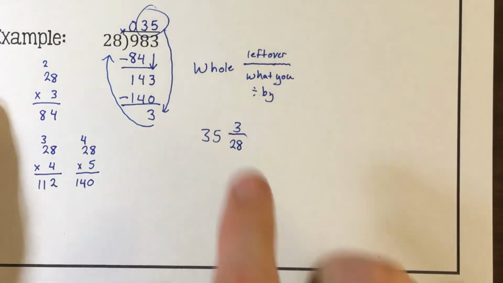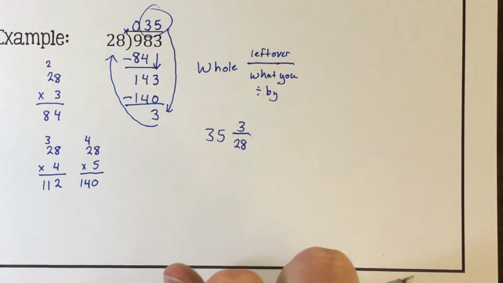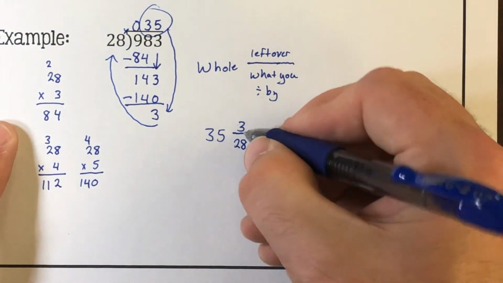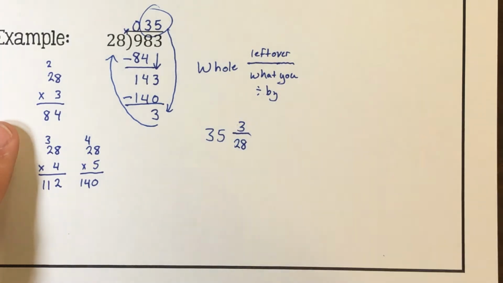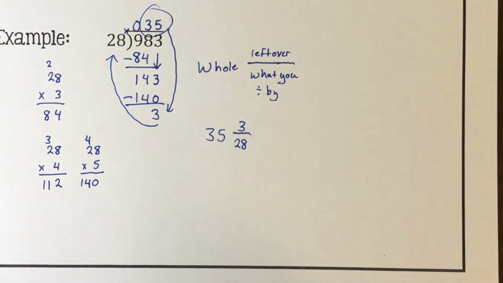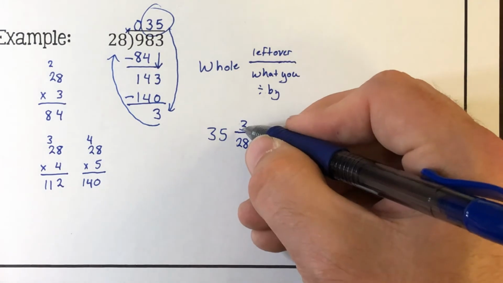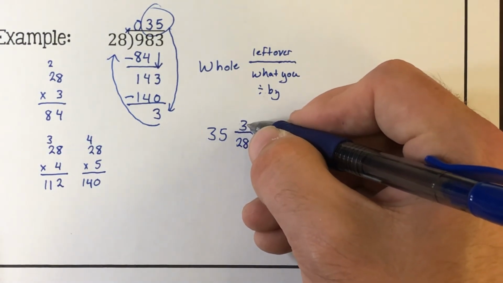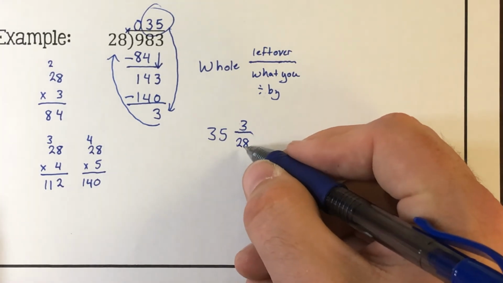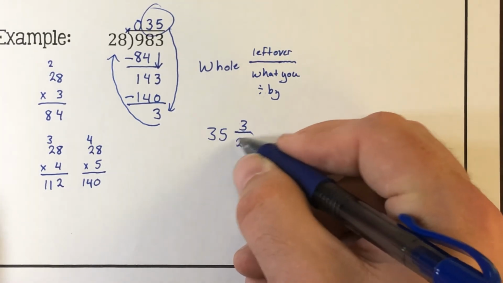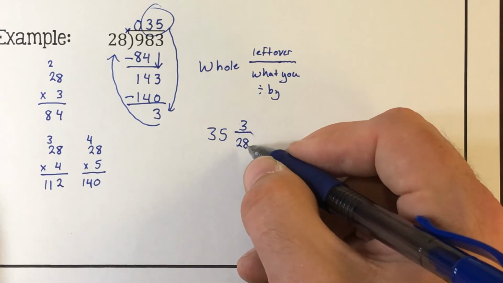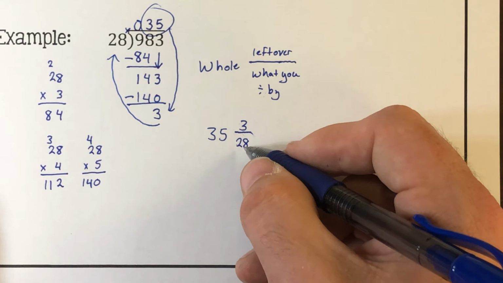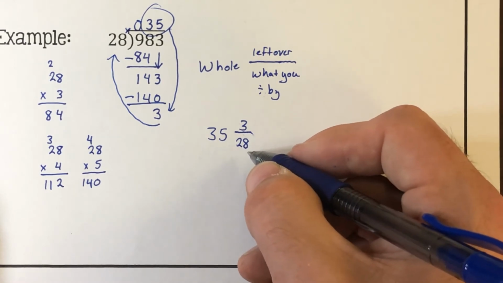Now, before you say you're finished, you should always ask yourself, is this simplified? How do you know if it's simplified? Well, we ask, do 3 and 28 have any common factors besides 1? 1 goes into everything. The factors of 3 are 1 and 3. Besides 1, I'm left with 3. I'm going to ask, will 3 go into 28? No. 8 plus 2 is 10. 10 is not divisible by 3, so 28 is not divisible by 3.